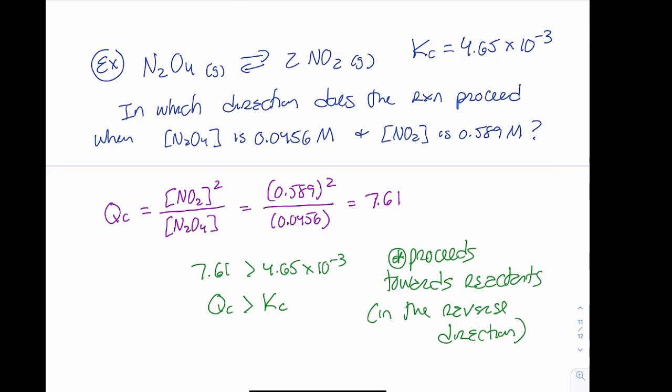So again, we're setting up our expression, just like we did when we're setting it up for our equilibrium constant. It's just that the numbers that we're plugging in don't need to be the numbers at equilibrium. And then compare our two values, my value for QC to my value for KC. Since it's too large, I have too much of this, not enough of this. So we need to remedy that by going towards reactants.